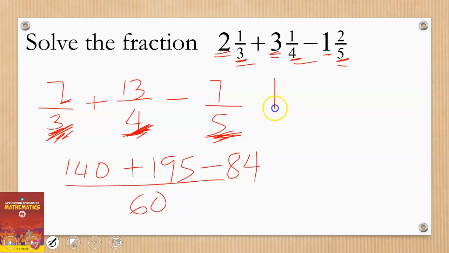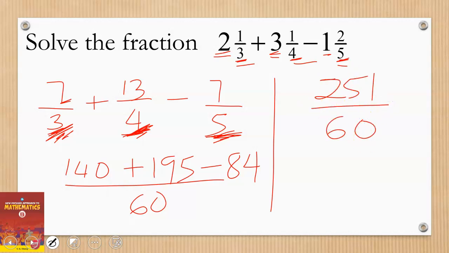Right? So now let's do the simplification. We are going to do 140 plus 195, which will be 335, then minus 84, and that would be 251, right? 251 divided by 60. The question is, if we divide 251 by 60, would there be a number that can reduce it? I think there's no number.